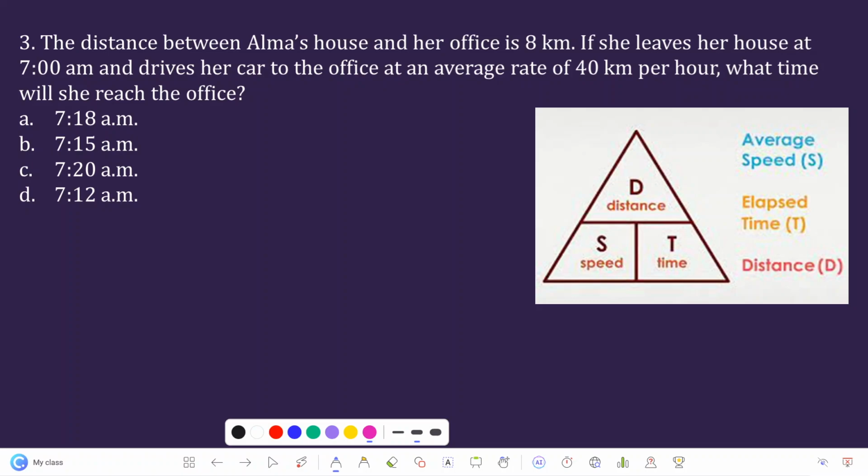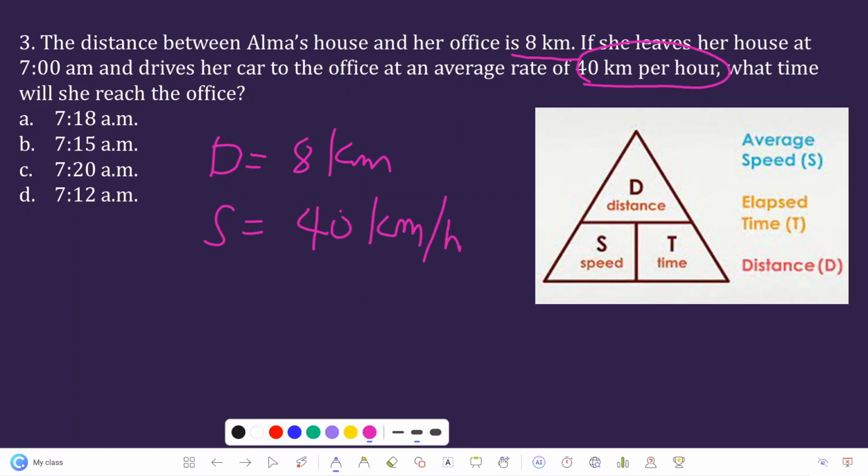Ngayon, maghanap ka ulit ng DST sa problem. And here, you are given 8 kilometers. And this is distance. This is 8 kilometers. And then, you have your 40 kilometer per hour. Okay, so that is speed. 40 km per hour. And you are being asked of the time. Okay, so time. Okay. Ngayon, ano ba ang formula ng time? Sabi natin, T over S.